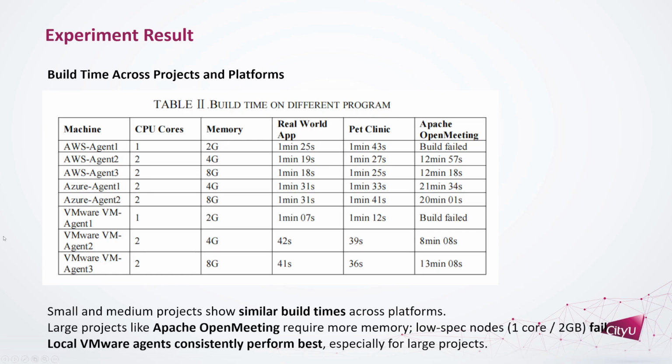We can see that small and medium projects show similar build times across the platforms. Large projects like Apache OpenMeetings require more memory. And why do the low spec nodes fail? Because of out of memory errors.